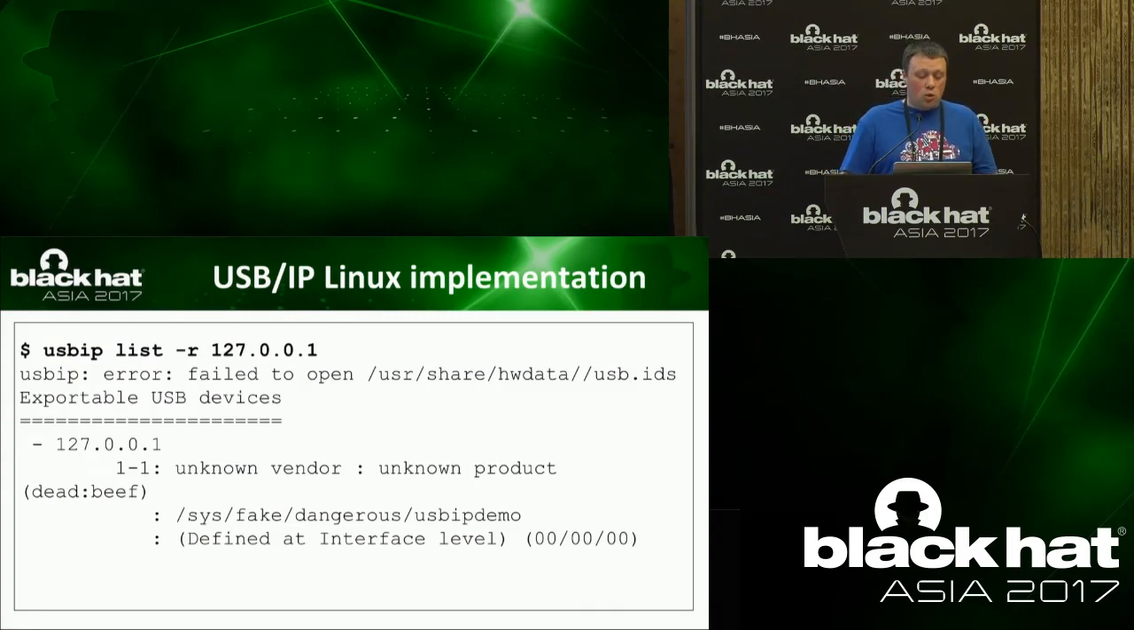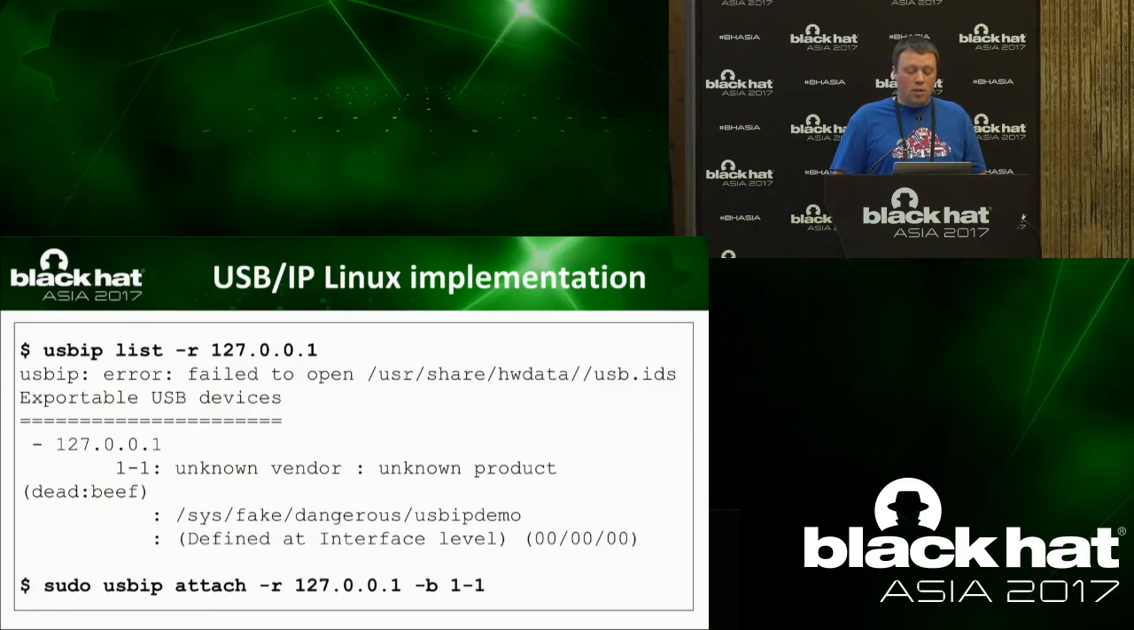What is useful here, you see this 1-1, it's the bus ID and device ID of the device, so you need it later. If you want to import this particular device, you execute the client utility again. You just send the attach command. Again, you send the IP address of the server and you specify which particular device you want to import.